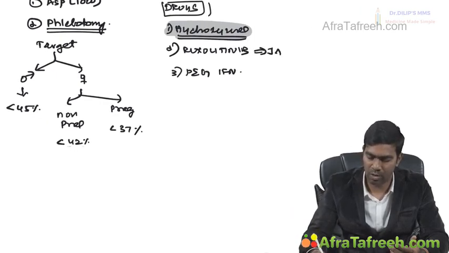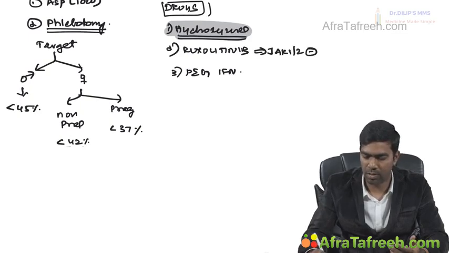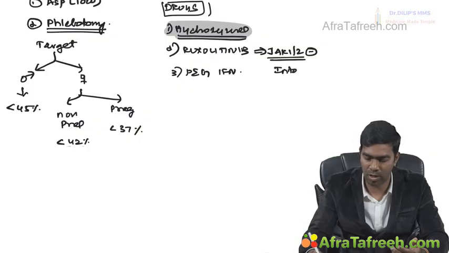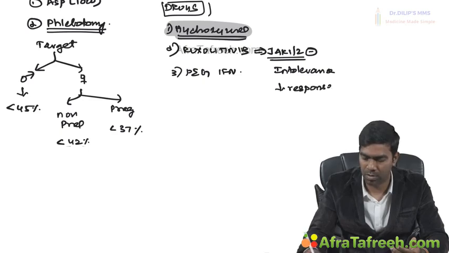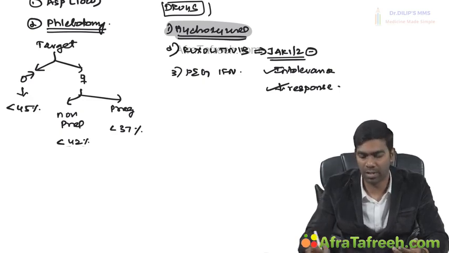Ruxolitinib is a JAK1 and 2 inhibitor. Remember, JAK is the problem here, the mutated one. So if you inhibit that, probably you might help these patients. So ruxolitinib can be used only if there is intolerance to hydroxyurea, or if there is reduced response to hydroxyurea. In those conditions, you can use ruxolitinib, otherwise there is no role.